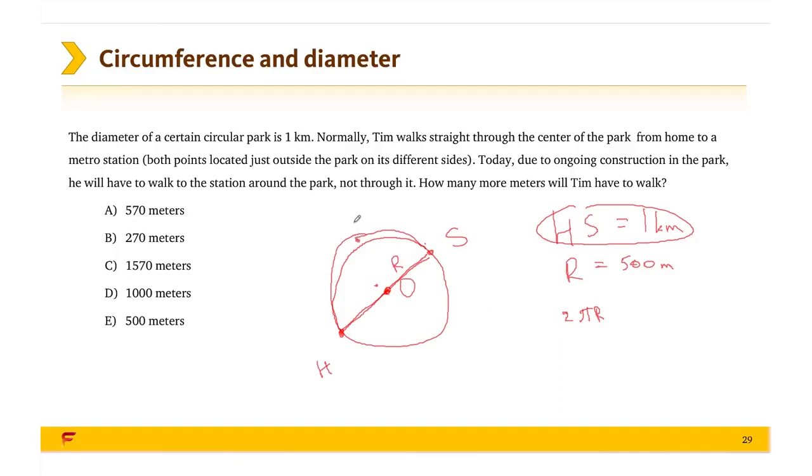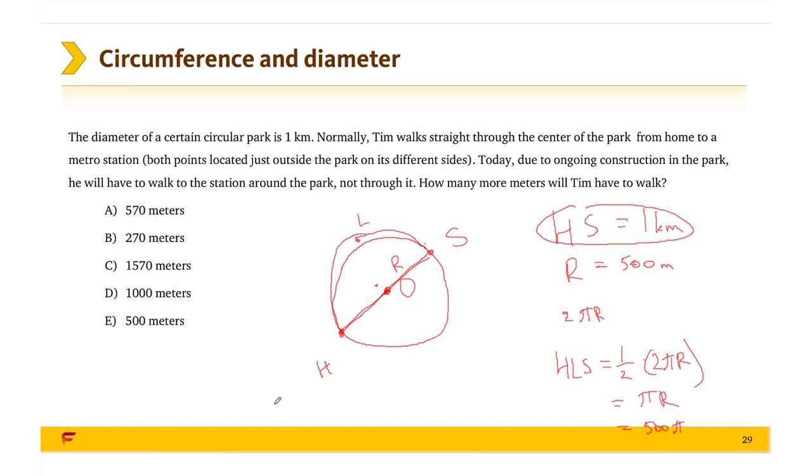And this time, I'm putting a letter L here. So when Tim has to walk, he has to walk half of the circumference, 2 pi r. So he has to walk pi r. So he has to walk 500 times pi meters. The question is how many more meters Tim will have to walk.